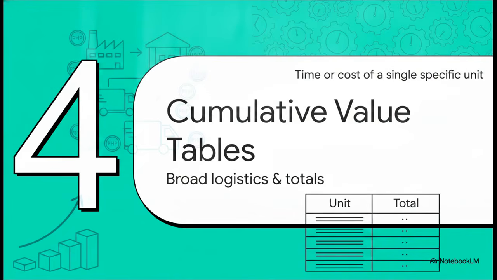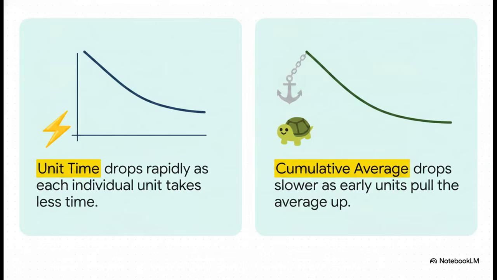Section 4. Using cumulative value tables. Knowing the time or cost of a single specific unit is definitely helpful, but broad logistical forecasting requires cumulative totals. Before we dive into the cumulative table, I want to draw a really clear distinction that's highlighted in our source text. There is a huge difference between unit time and cumulative average time. Unit time drops rapidly. I mean, the 20th item you make will be way faster than the first. However, the cumulative average drops much slower. Why?